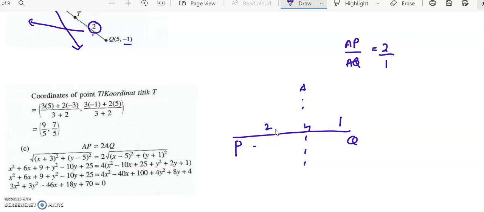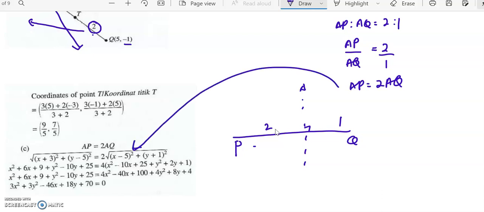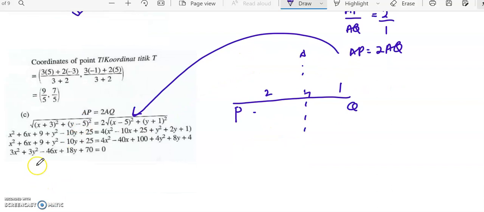Okay, so kita akan buat ratio dia. Maknanya AP to AQ ialah 2 to 1. Jadi kita tukar dia akan dapat AP equal to 2AQ. Okay. So from this part kita akan guna formula distance. Distance. So AP is we refer to the distance. AQ also we refer to the distance. Okay. And then we calculate, we put into the formula, and then we get, you rearrange.